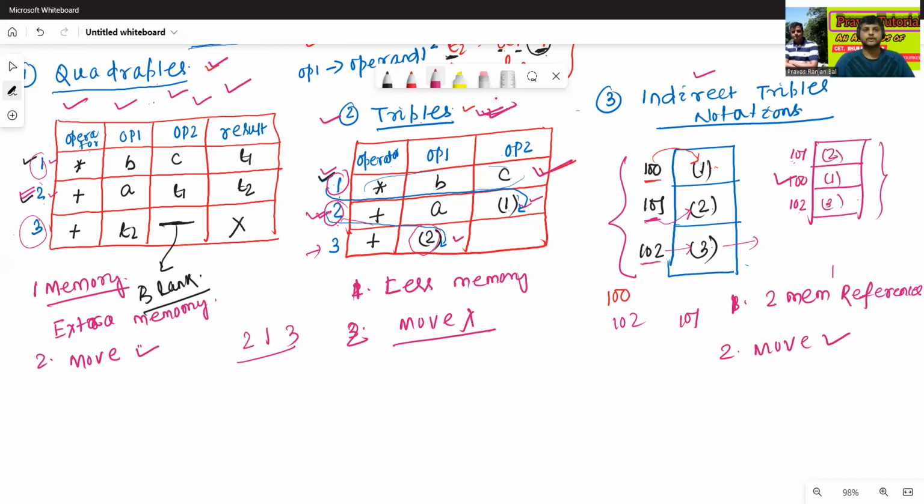Okay. So in this way we can represent the 3 address code in quadruples notation, triples notation, and indirect triples notation. Okay. This is the end of intermediate code generation. In the next class, we'll discuss code optimization.